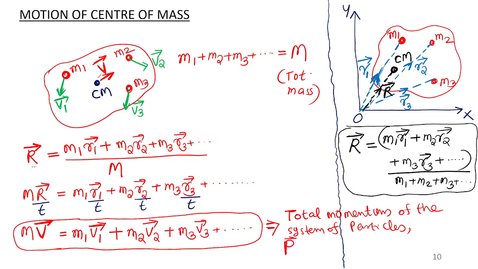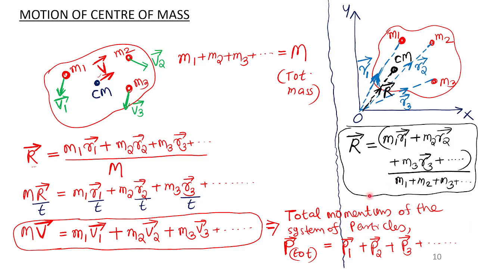The total momentum of the system is equal to the vector sum of the individual momenta. Each mass will have its own momentum. The momenta of each mass are added together, and we get the total momentum of the entire system. So this is our conclusion. It will be asked as a theory question.